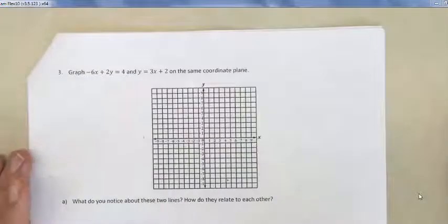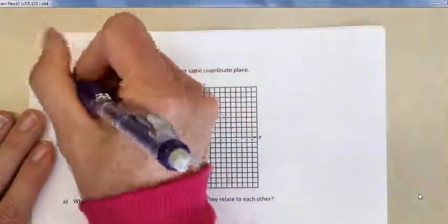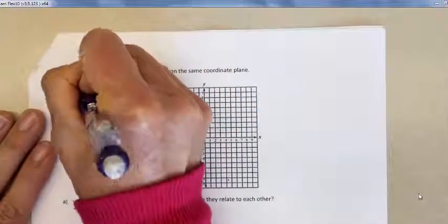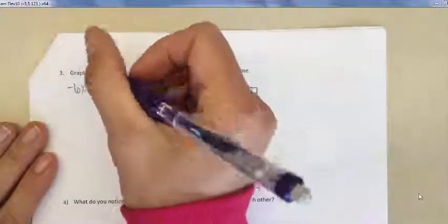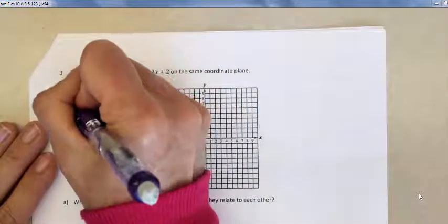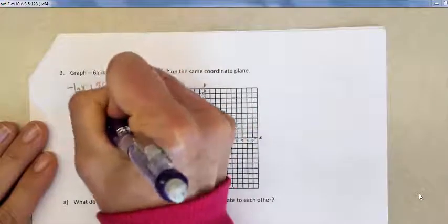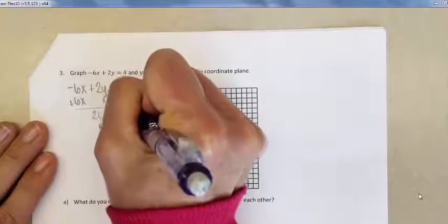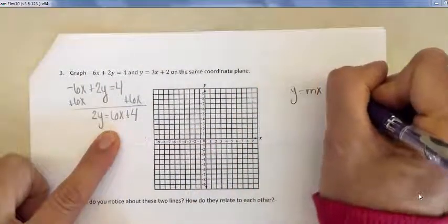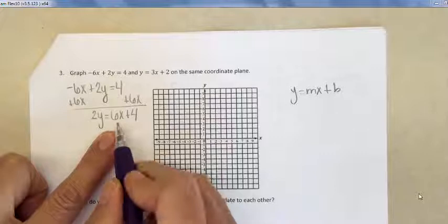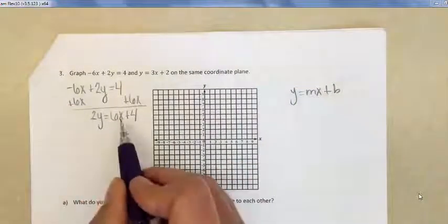Now we're going to graph these two lines. So the first one here, again, I'm going to put into slope-intercept form. It's going to make it a little bit easier to graph. So I've got to get the y by itself. I'm going to add 6x to both sides. I end up with 2y equals 6x plus 4. I'm trying to get it into slope-intercept form, which is why I put the 6x first, because that's my slope. The mx is the first term.